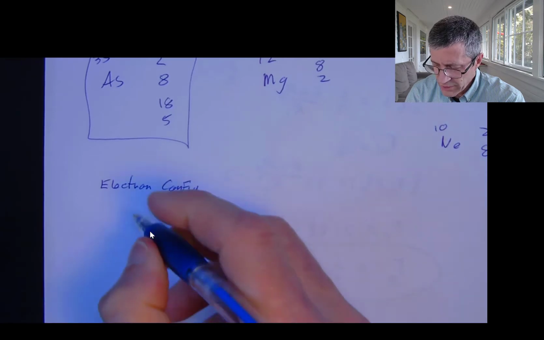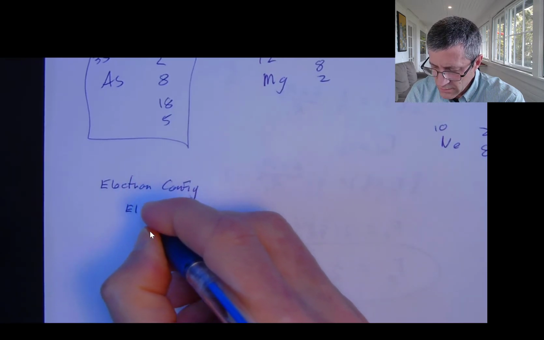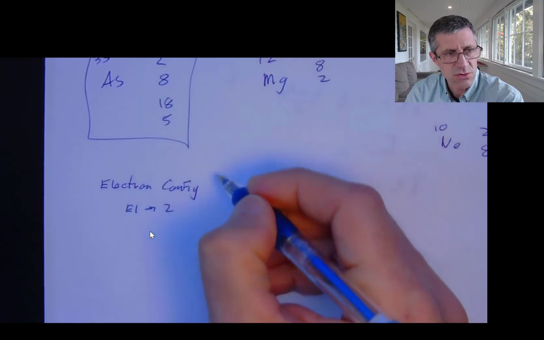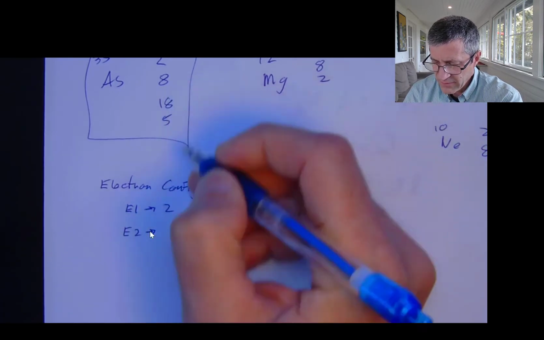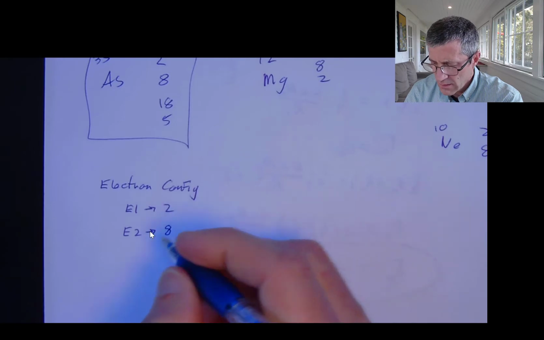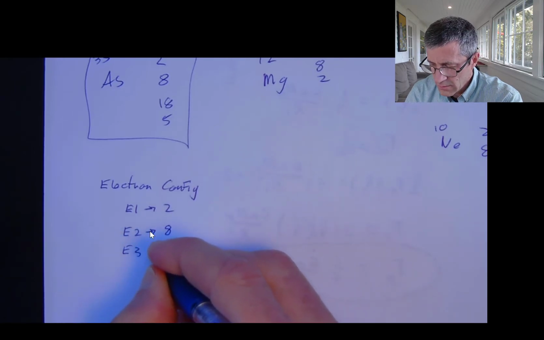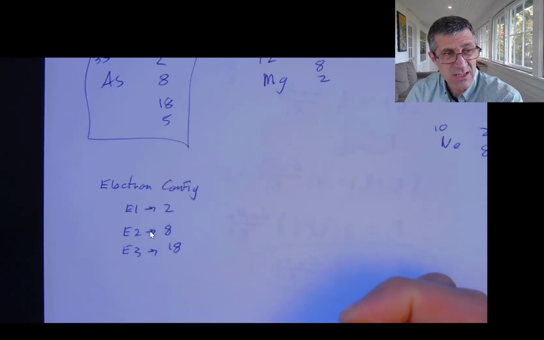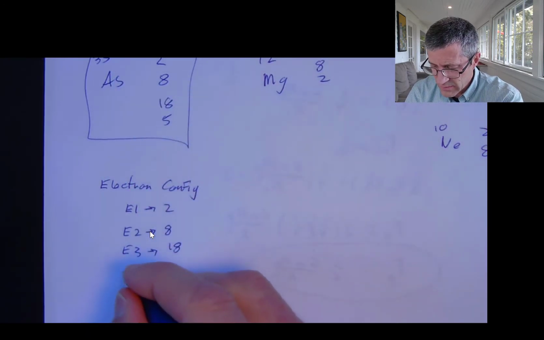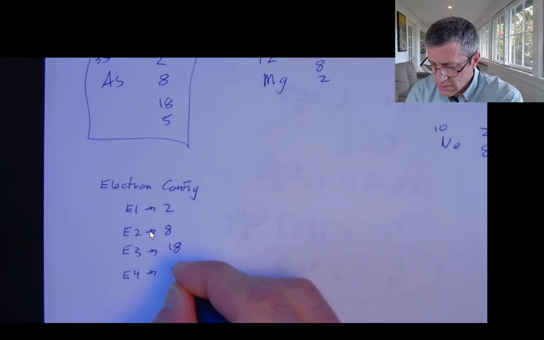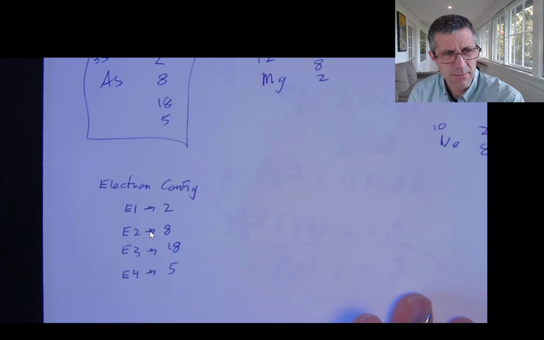My electron configuration, right? At energy level 1, I'm going to have 2 electrons closest to the nucleus. Energy level 2, I'm going to have 8 electrons. Energy level 3, I get 18 electrons. I have a total of 33, so the remaining electrons are all left in energy level 4, and that's going to be 5 electrons.